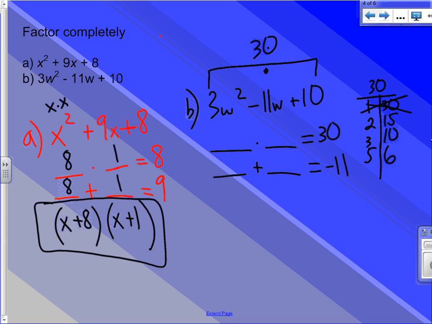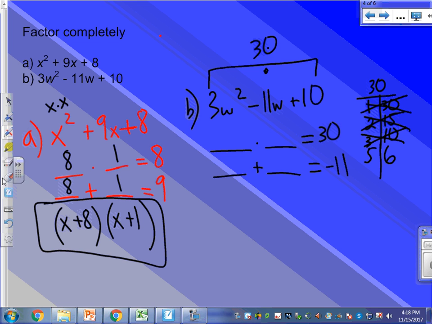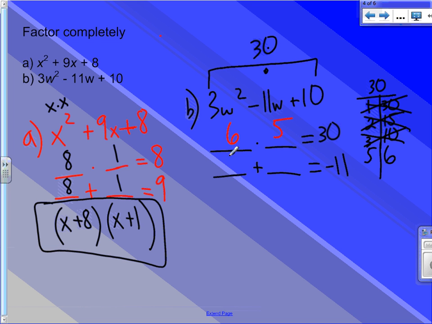1 and 30, they're so far apart. No matter what you do, you're never going to get that to negative 11. 2 and 15, that's garbage. 3 and 10, that's garbage. 6 and 5, looks like it should work. 6 plus 5 is 11. So those are the numbers that we want to work with, and maybe add negatives to them. We'll worry about that in just a moment. Let me add 6 and 5 here.